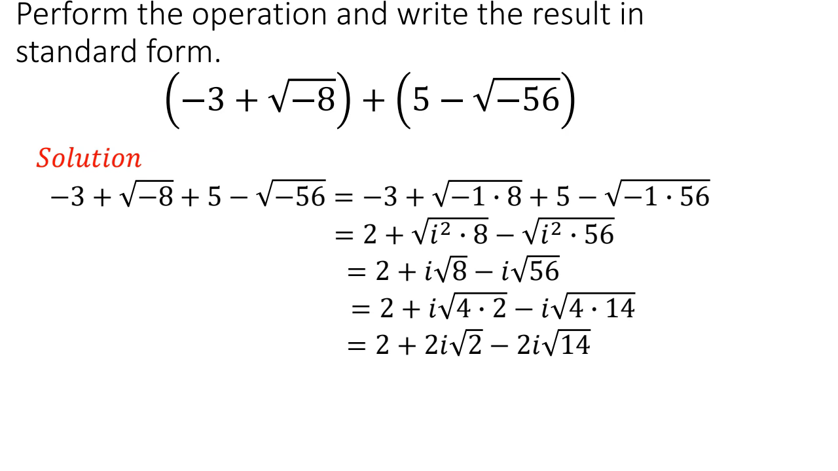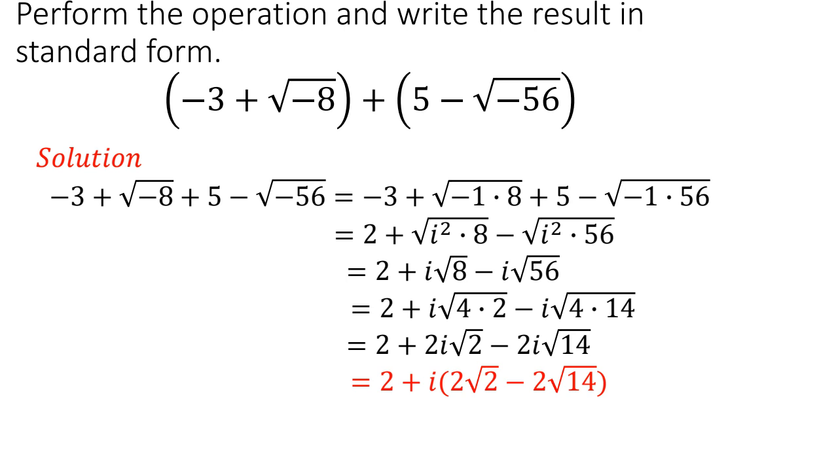In standard form, real plus imaginary. Since I cannot combine these two radicals together, I cannot add them because they're two different ones. One's a radical of 2, one's a radical of 14. So to have it in standard form, I'm just going to factor out the i. Some people like to put the i at the end so you can see it in standard form, but the computer doesn't mind if you put the i in the front or in the back. So here my real part is 2, and my imaginary part is 2 square roots of 2 minus 2 square roots of 14.